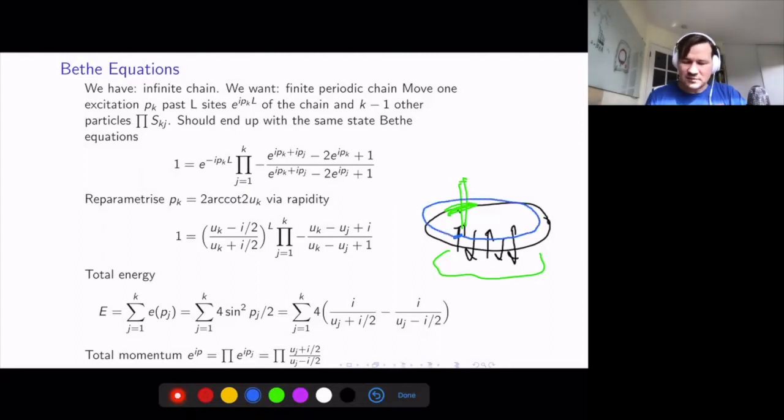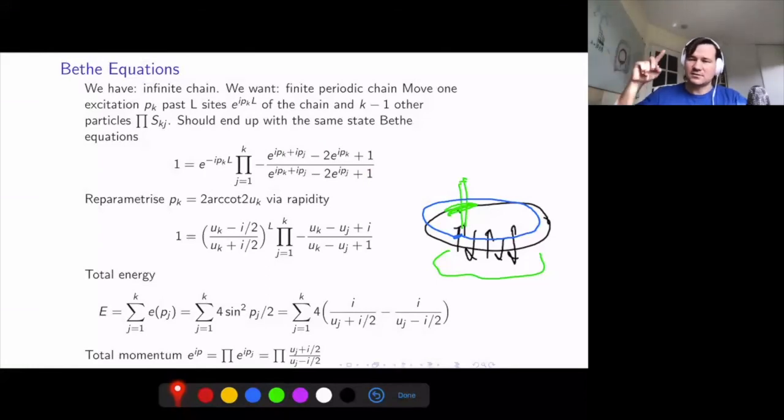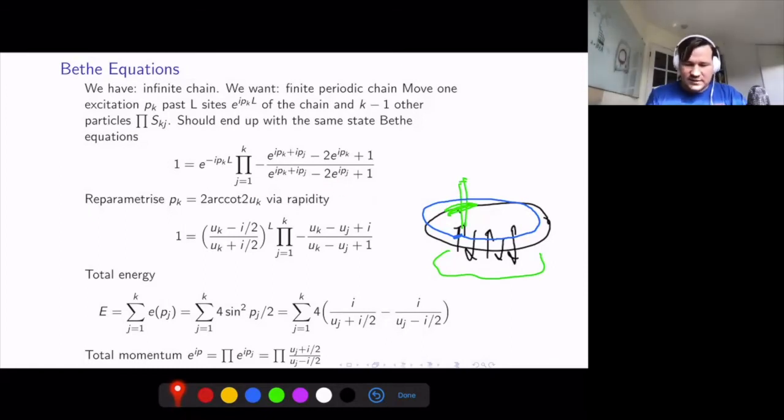And then you would come back. So from one side, you'll gain this translation factor, like e to the iPL, where L is the total number of sites. So you have translated your wave function, your state, around the circle and put it back, right? And then on the other side, it is equal to the product of all the scattering factors, S12, S13, S14, etc., S1L. And those two things have to be equal to each other, and this is what the Bethe Ansatz equation tells you.